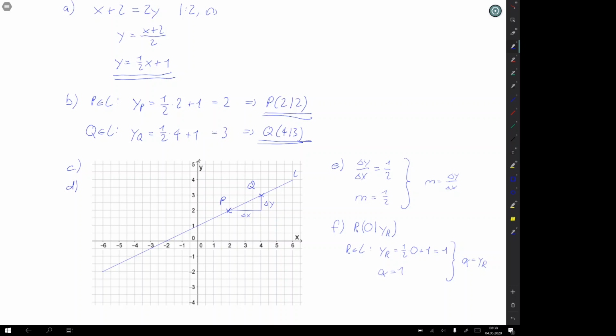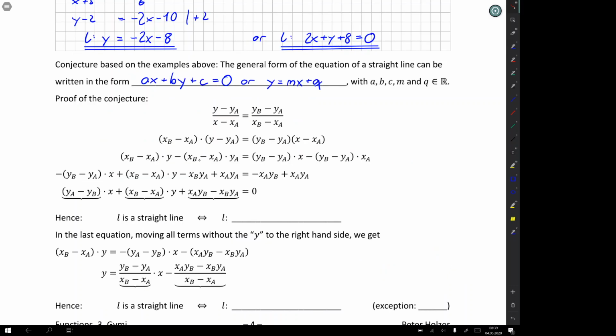Okay, so now let us return to the proof of our conjecture. We have shown that for the coordinates x and y of a point P lying on the line passing through the points A and B, this equation holds. So this is the equation of the line passing through the points A and B. Now, first step, let us get rid of the denominator. So we multiply with x minus xa and xb minus xa. So we get this equation here.